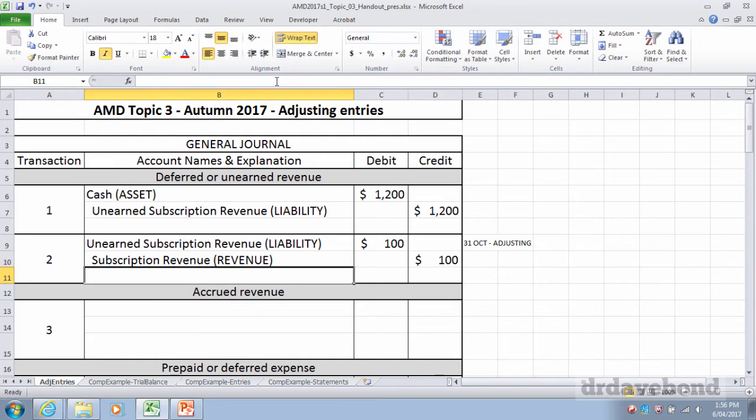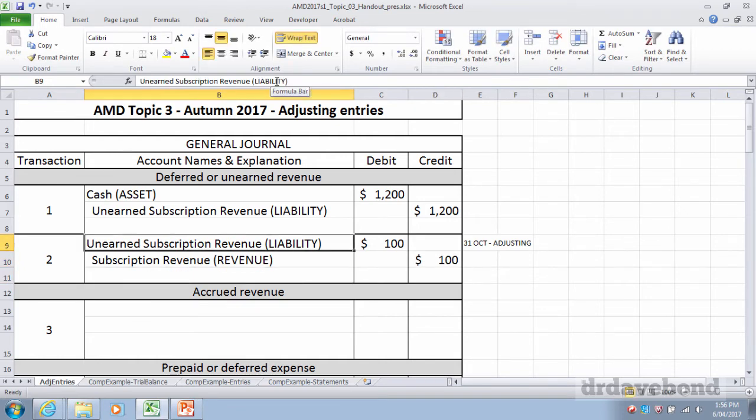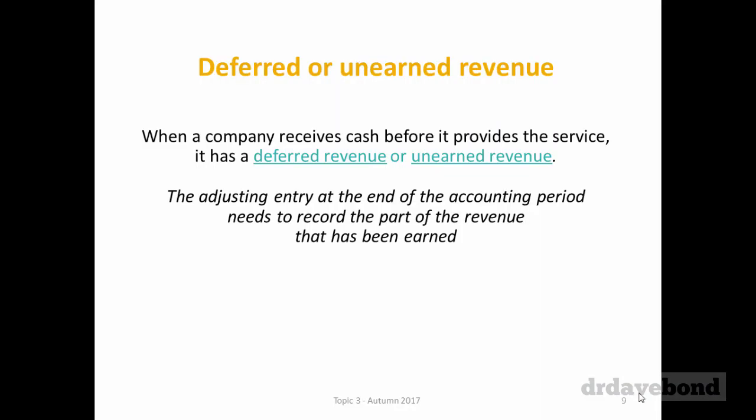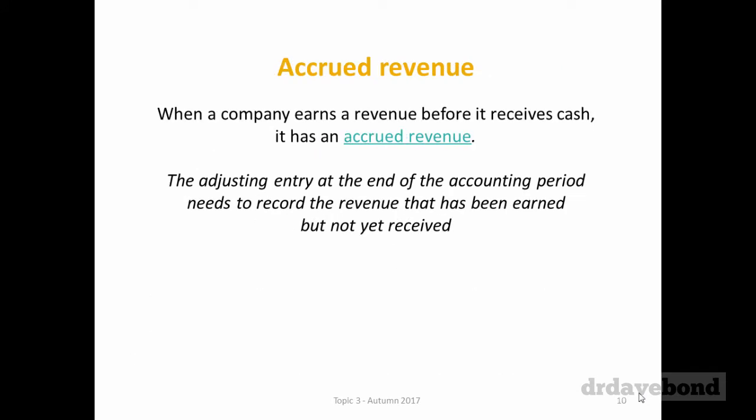So we debit the liability, we credit the revenue. This is when the revenue takes place to show that we've earned it. So that is the adjusting entry. So that is a deferred or unearned revenue in the sense that you got paid prior to doing it. When it comes to accrued revenue, it's the flip. It's you've earned revenue before you've received the cash.